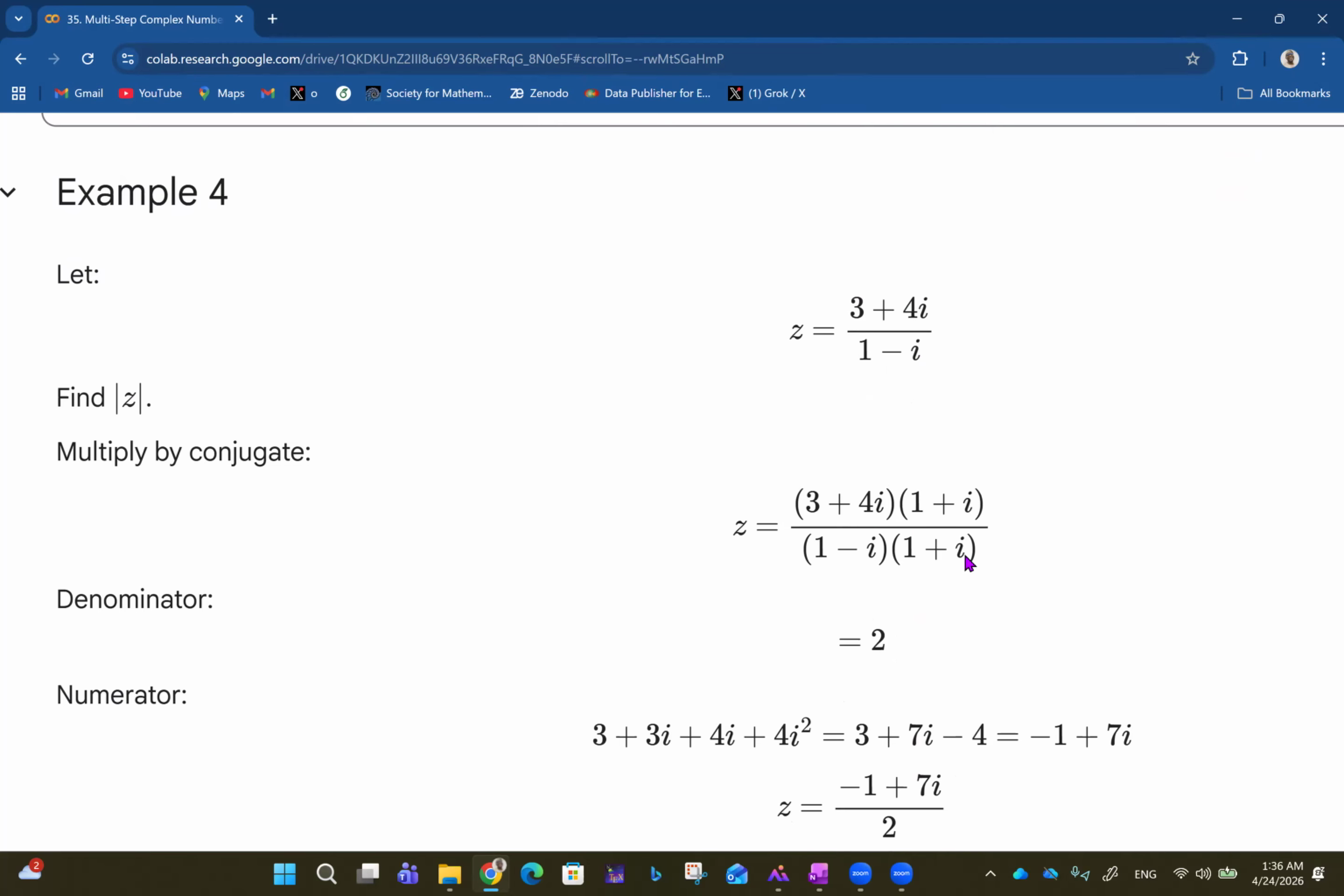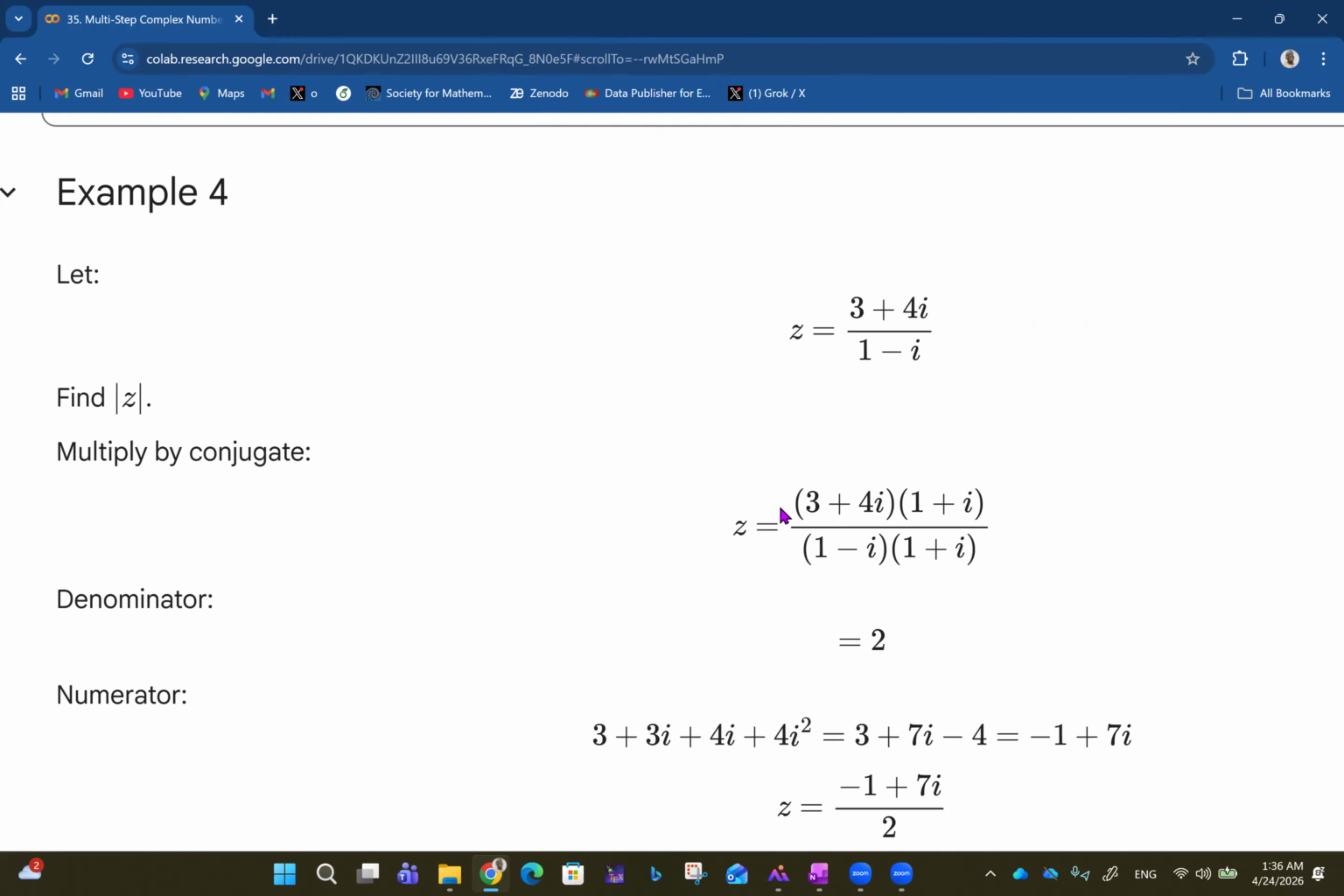If you tidy all of that up, the denominator ends up being 2, as you can see. That's 1 squared minus i squared, like I always like to say. That's 1 minus i squared, that's 1 minus minus 1, that's 1 plus 1, which is 2.